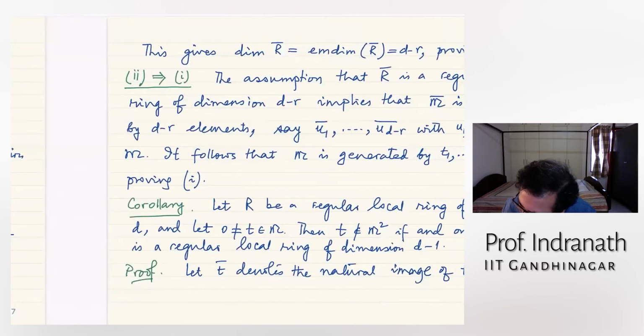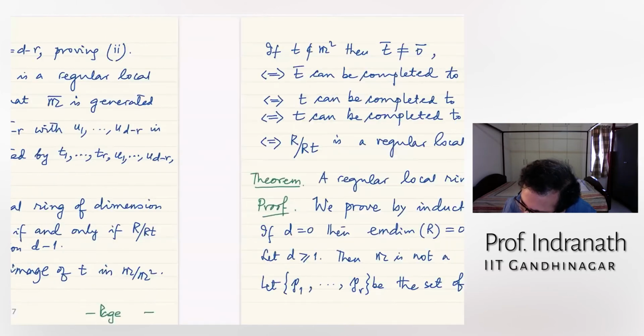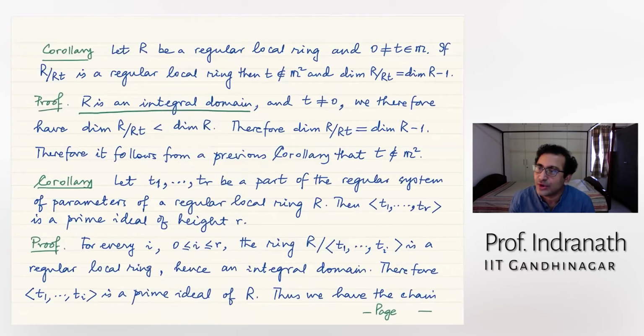Okay, good. So we have some basic but important facts, and we have seen that going modulo a part of a system of parameters really helps. And please remember this, that going modulo an element like this, T non-zero in M, but T is not in M square.